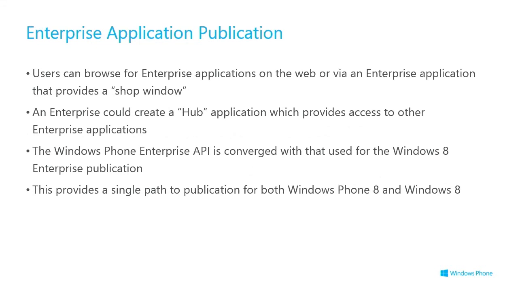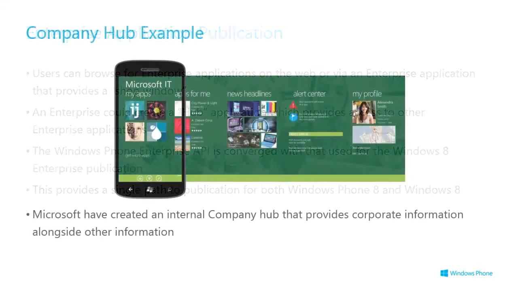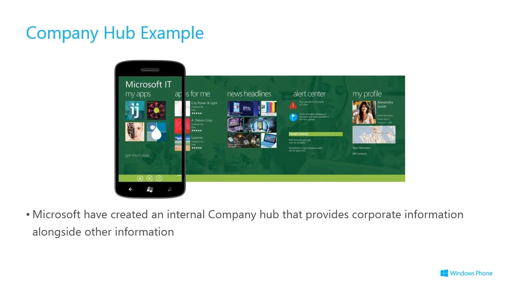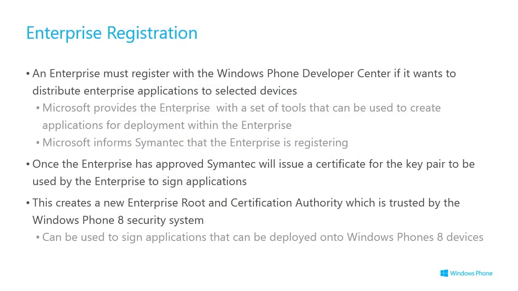So enterprise publication, one thing I wanted to show you real quick is we have this company hub example, which I think we've shown to you before in one of our other sessions. But this company hub might be the first application you deploy to your employees, and this might be where you would list your internal applications to pull down. But we've got great flexibility.